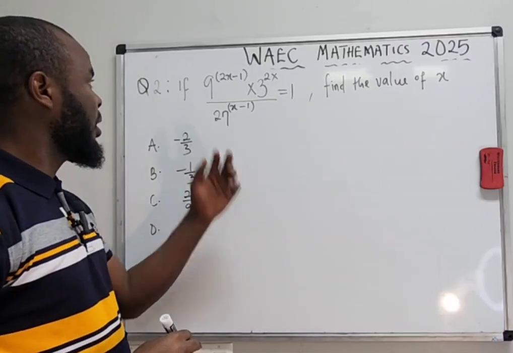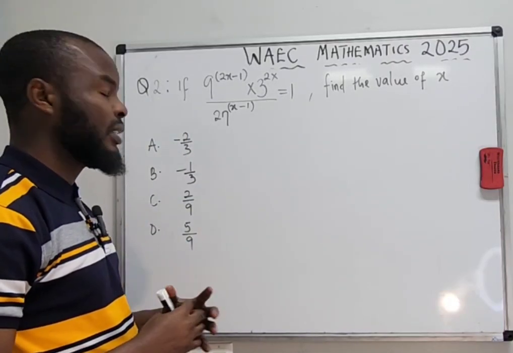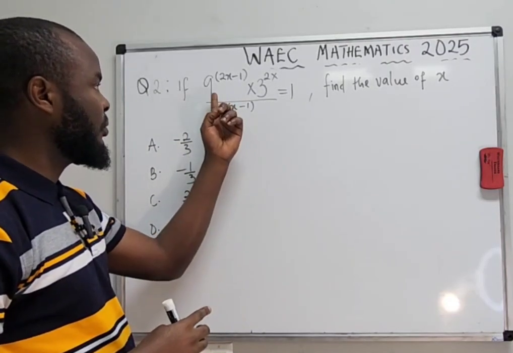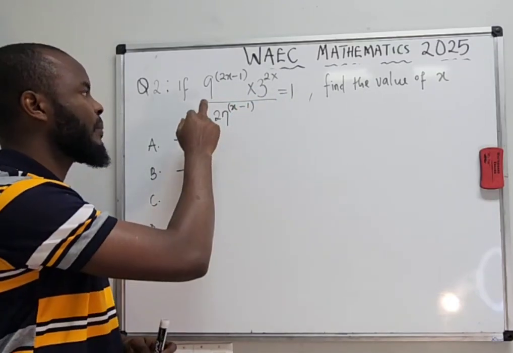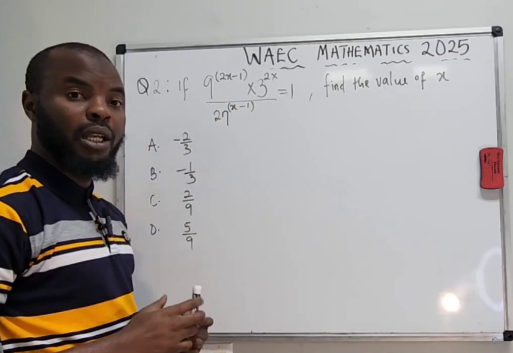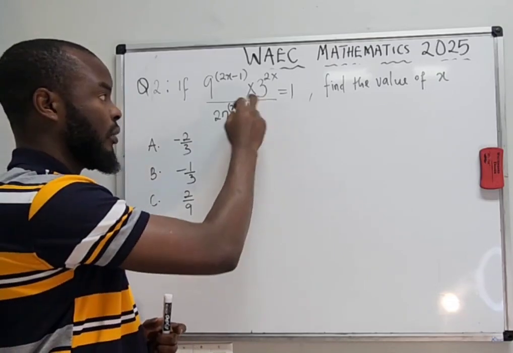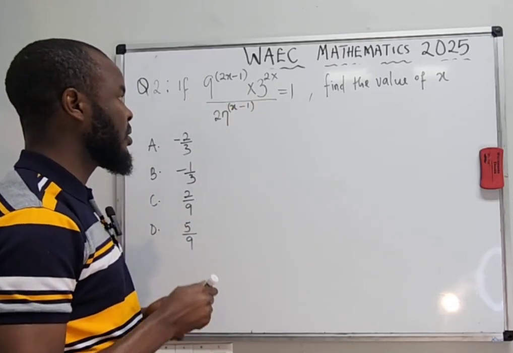Back. Today, I will be doing question number 2, and this is based on indices. It says, if we have this equals to 1, find the value of x. Now, to do this, we want to express 9 and 27 as powers of 3. Okay, so the base is going to be 3.